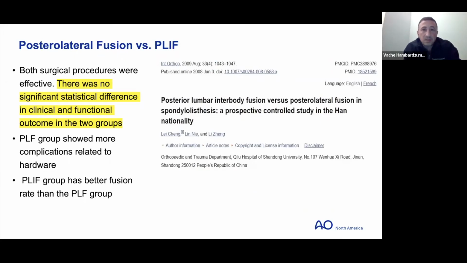In this study, the authors compared posterolateral fusion and PLIF. Now, instead of TLIF, we are dealing with PLIF, and there is no difference again. There was no statistically significant difference in clinical and functional outcomes in both groups. Posterolateral fusion showed more hardware-related complications, and it had inferior fusion compared with the PLIF group. So PLIF demonstrated better fusion. Next.